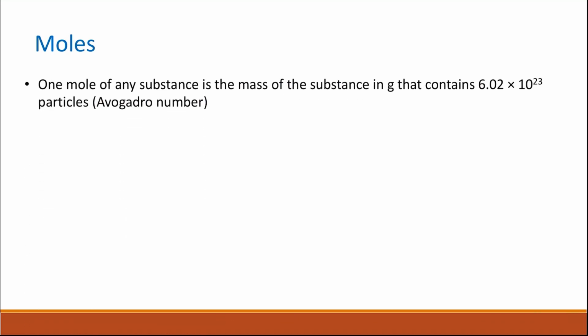1 mole of any substance is the mass of the substance in gram that contains a certain number of particles, which is the Avogadro number. The Avogadro number is 6.02 times 10 to 23. So any substance that contains that number of particles, the mass of that substance equals 1 mole.